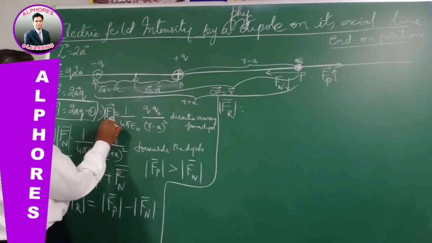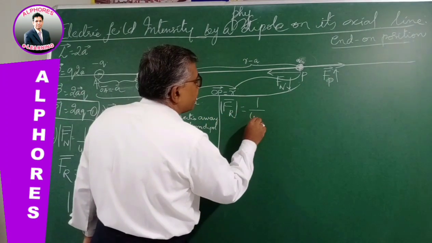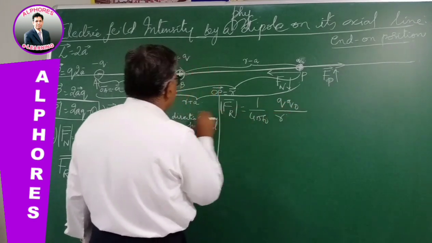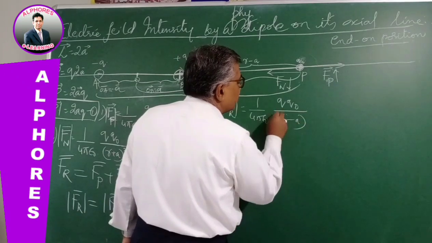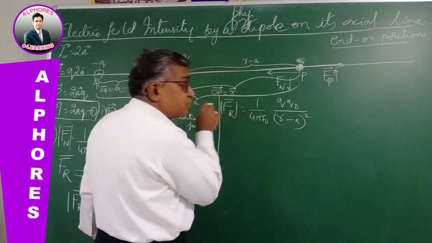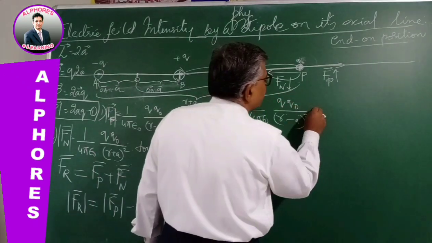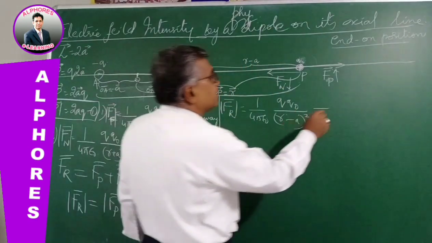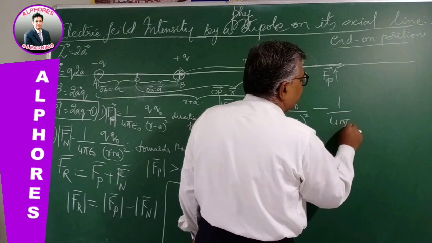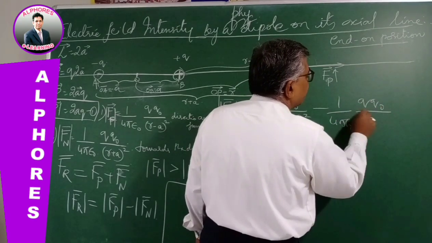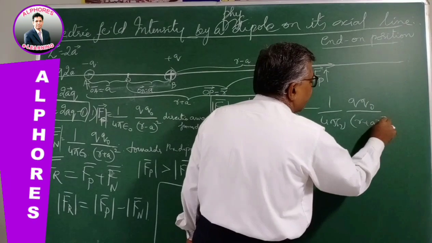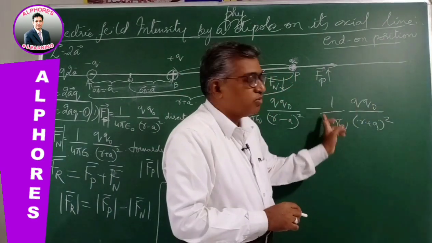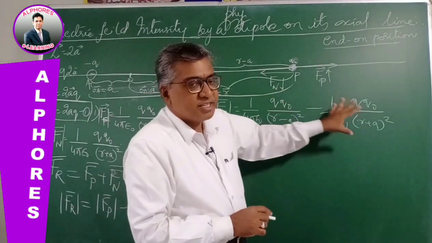Fp is 1 by 4 pi epsilon naught q naught by the distance r minus a whole square. Distance is less, so this force is more. I mean the force due to positive charge is more. Now the force due to negative charge is 1 by 4 pi epsilon naught q naught by r plus a whole square. Here the distance is more, r plus a. Since the distance is more, the force will be less. Bigger magnitude minus smaller magnitude.